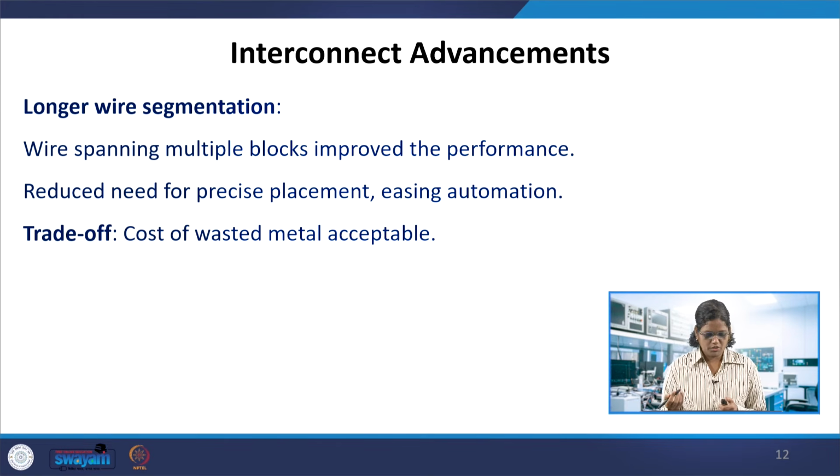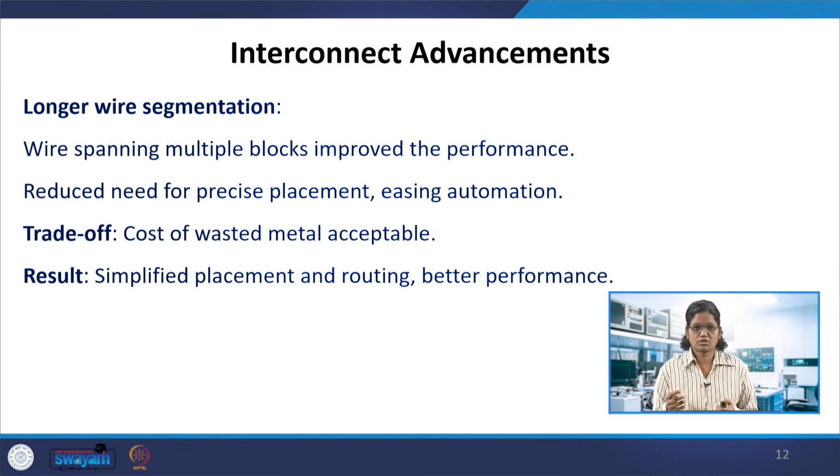So using the automation, the trade-off was the cost of wasted metal. It was acceptable during that time. It was okay if some portion of the FPGA's architecture was wasted, that was a compromise, and the result was simplified placement, routing and better performance from the interconnect advancements.